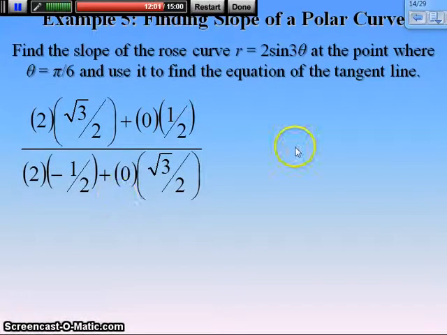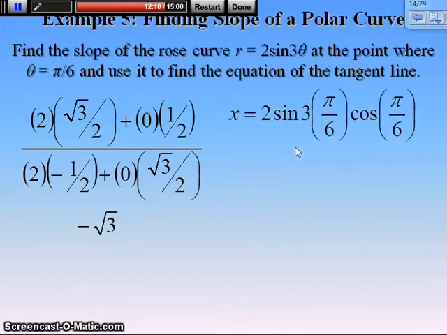Of course, the 0 stuff goes away. And I can simplify everything down to be negative radical 3. Now that represents the slope of the tangent line. I still need to find the tangent line, which means I still need to find an xy coordinate point.